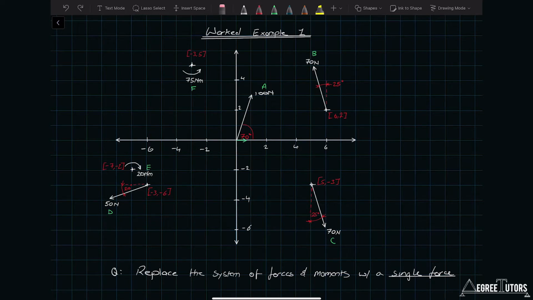So we need to obviously break A here, the 100 newtons at the origin, into an x and y component. So we'll just draw on a placeholder x and a placeholder y. We'll need to work out components for the 70 Newton force B. The same for C. We note that C and B form a couple because they are two forces of equal magnitude. They point in opposite directions and they're parallel. And we'll work out a set of components for the 50 Newton force D.